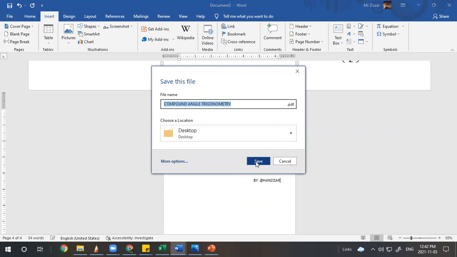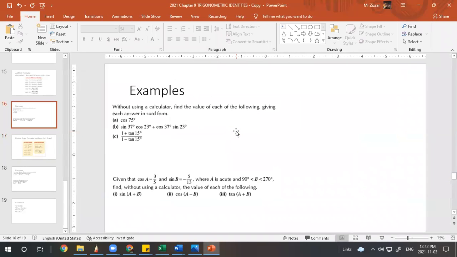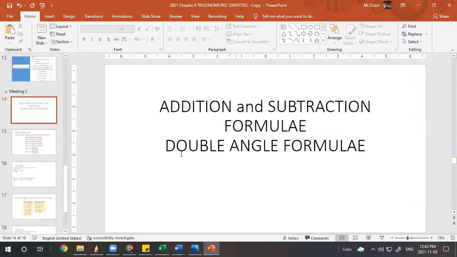Meeting 2 chapter 9. Compound angle trigonometry. Compound itu nggak ada istilahnya di PowerPoint. PowerPoint adanya addition and subtraction, tapi kita pakainya compound. Sama aja ya. Ya, compound itu kan gabung.